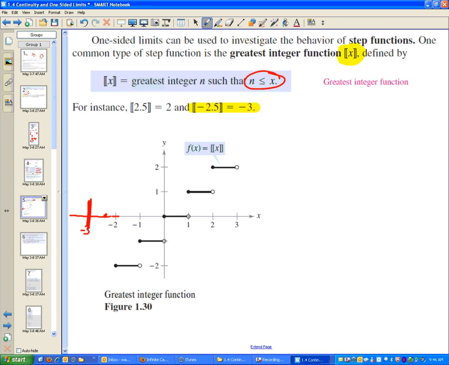Less than or equal to. So the greatest integer of 3 is 3. It's in there somewhere. We'll look for it later. Does that make sense, Charlie?